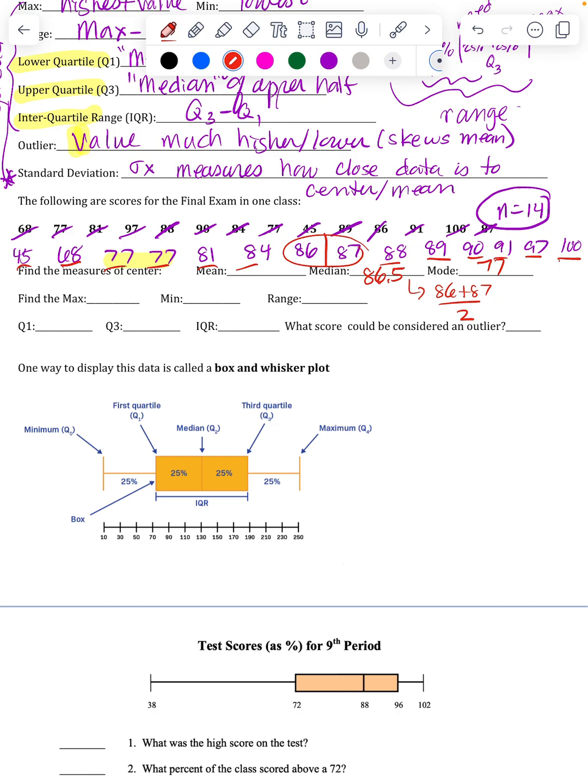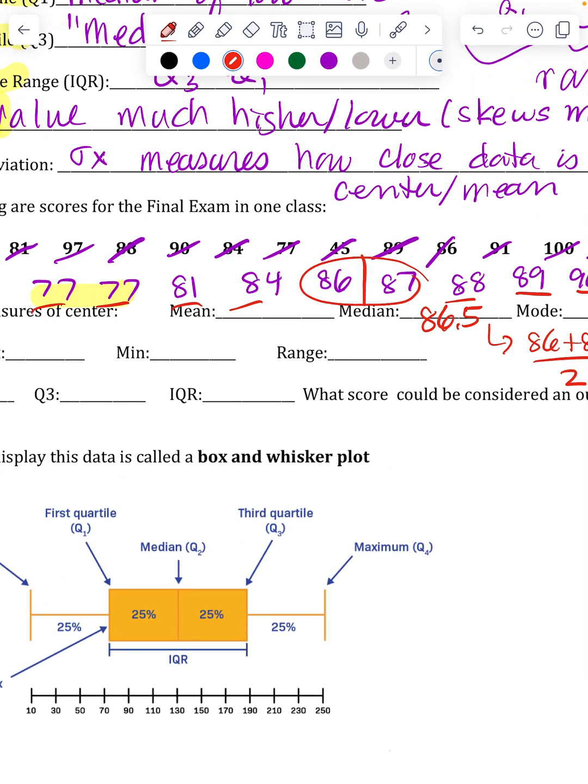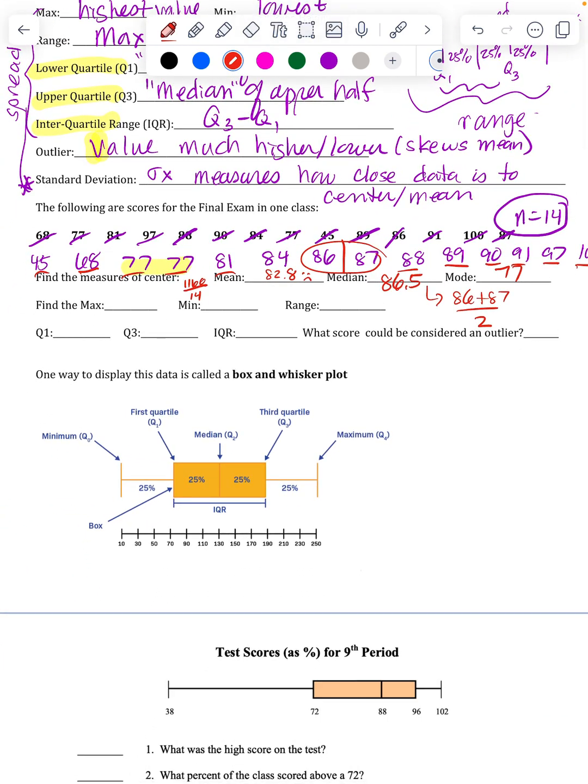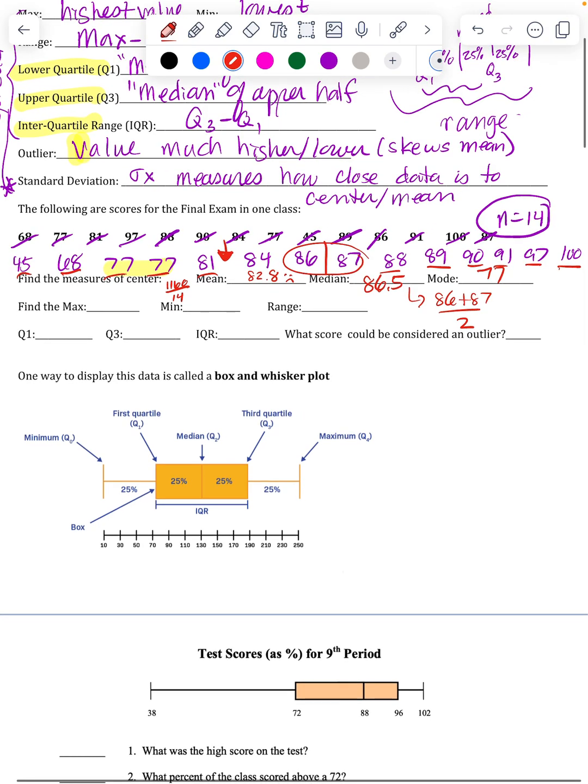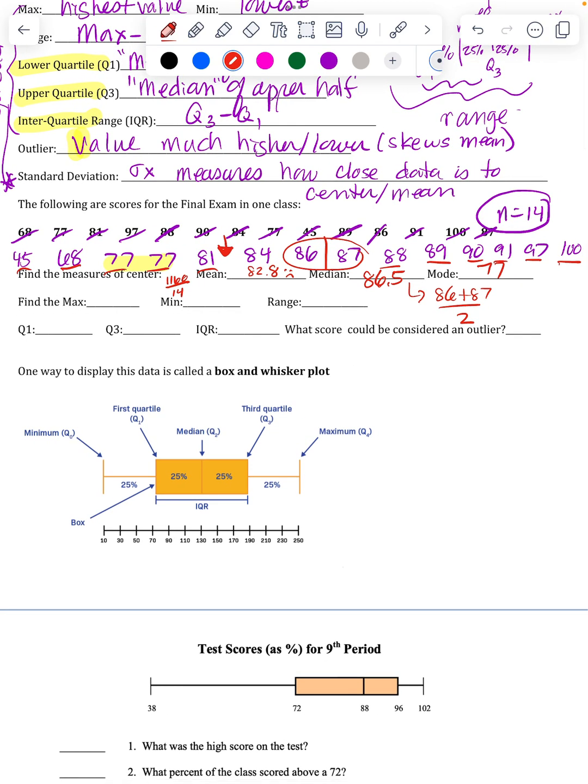And then the mean, I have to add all the numbers up and then divide by how many there are. So if you added these all up, you get 1160. If you divide by how many there are, you end up with an average or mean of 82.8. I'm going to put a little sad face here because if I look at my numbers, 82.8 would be right around here. And if I look at how many numbers are to the left of that, and how many are above that, it's not really a good measure of center. And I think it might be because of an outlier.